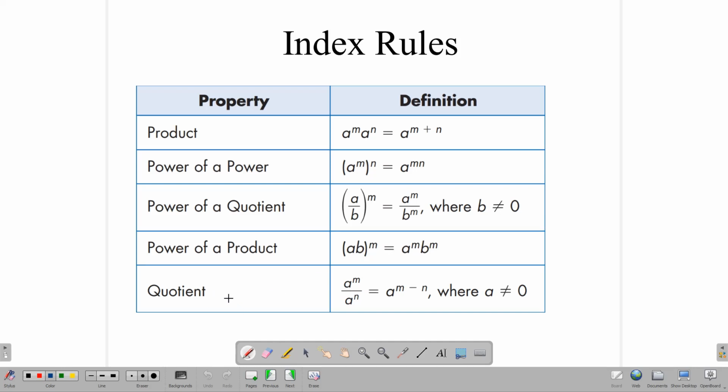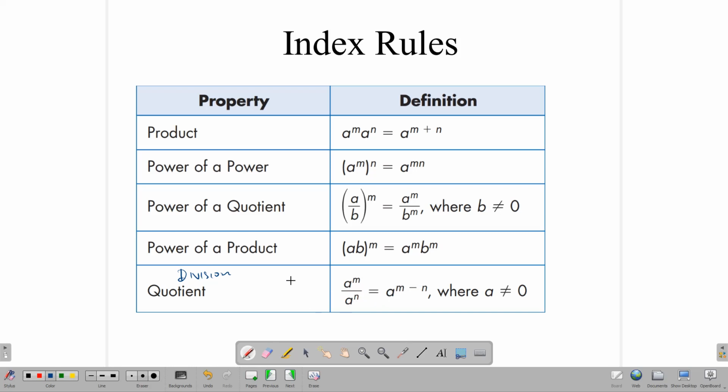And the quotient rule, which is sometimes called the division rule. The division rule says that if we are dividing similar bases, then what we need to do is to subtract the powers. So a to the m divided by a to the n would give us a to the m minus n.